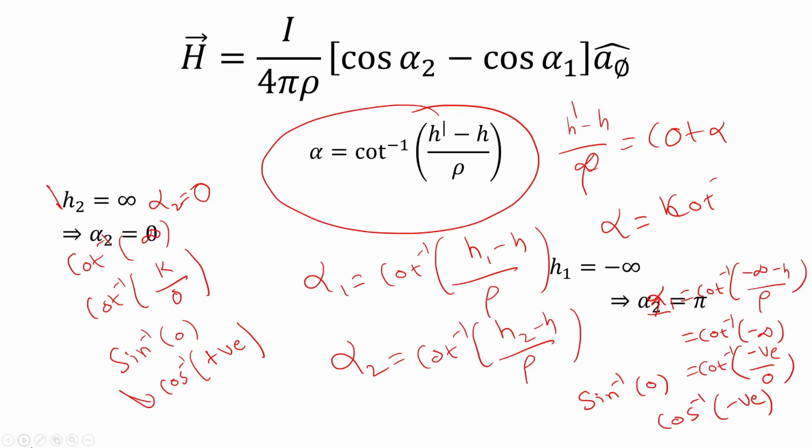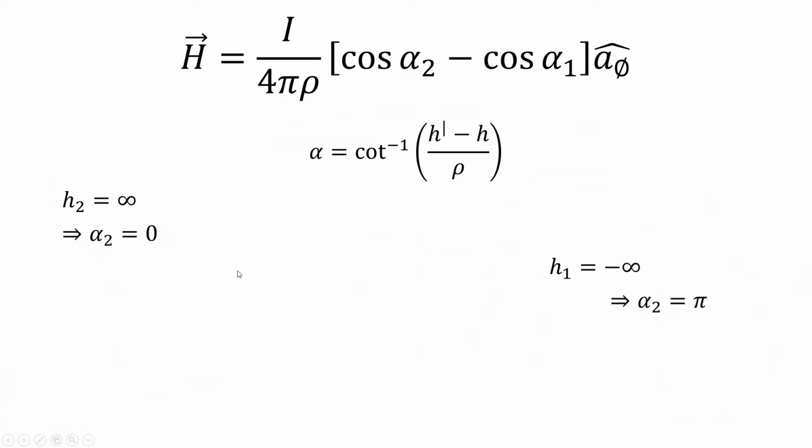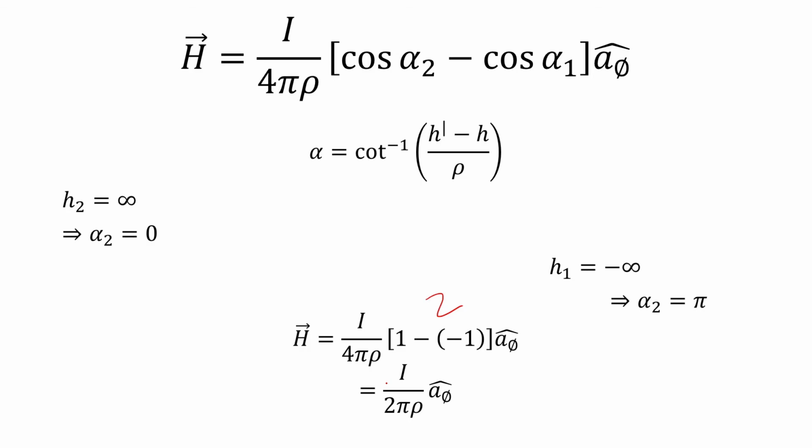So if I substitute them here, my magnetic field intensity would be I by 4 pi rho, 1 minus of minus 1, along a phi cap. This 1 minus of minus 1 is nothing but 2. So my answer is I by 2 pi rho a phi cap. This is the magnetic field intensity because of an infinite length current carrying conductor.